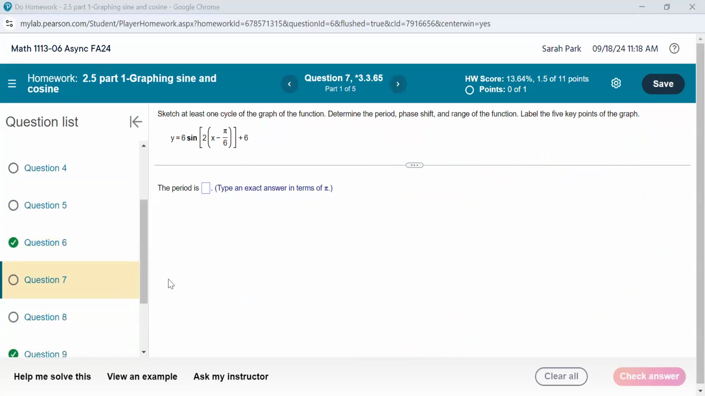So we got y equals 6 sine, parentheses, bracket 2, parentheses, x minus pi over 6, plus the 6. Let's find the period first. And we find the period by doing 2 pi over b, the b being the 2. So this is 2 pi over 2, and our period is pi.